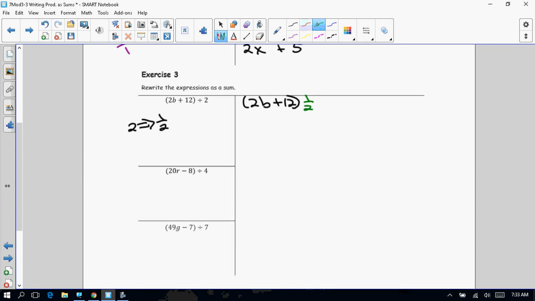Okay, distribute 2b times 1/2 plus 12 times 1/2. Okay, well, what's half of 2? Half of 2 is 1, so this is 1b, or just b. And then what's half of 12? Half of 12 is 6. So you could write this as 1b plus 6 or just b plus 6. That's the one I like better because it takes a lot of work to write that 1.